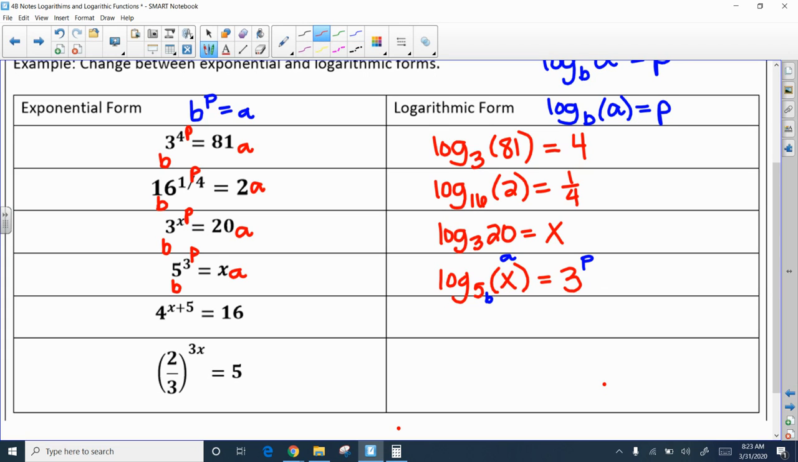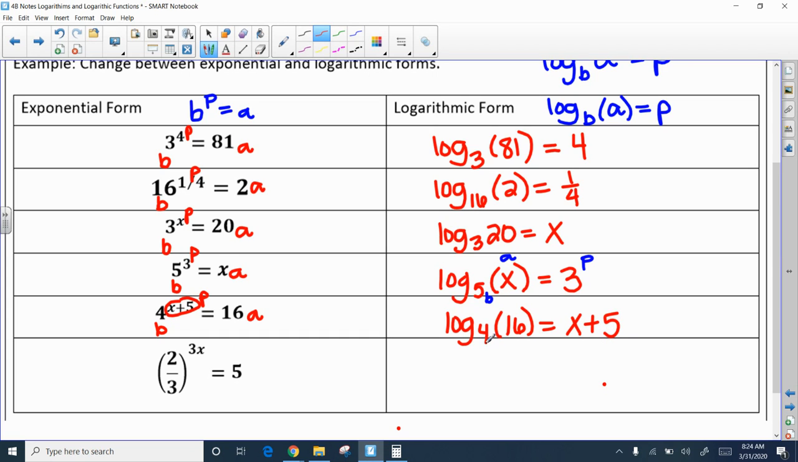All right, two more. 4 to the x plus 5 power equals 16 is our next one. The base is 4. Now this time, this whole expression is p, and then the 16 is the a. So when we write it in log form, it's going to be log base 4, so the b is 4, of a, so of 16, equals, this time the power, the p is x plus 5.